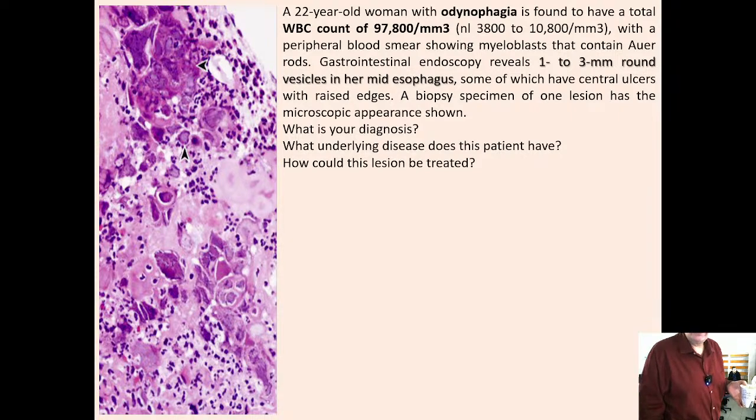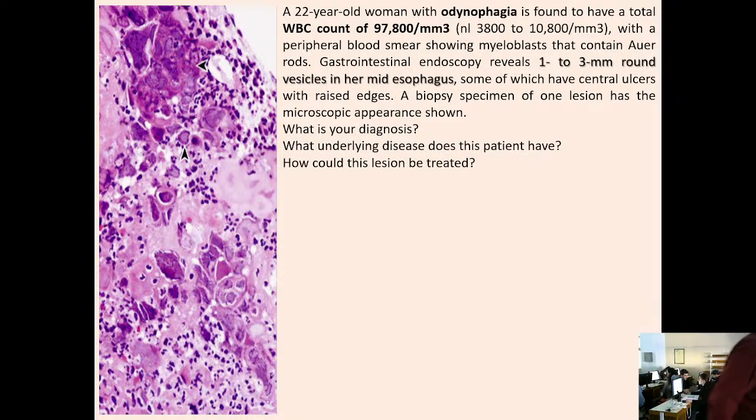And he had a white blood count of 97,000. What is that? If you find this number of white blood cells, what do you think? It's impossible. 97? It can't be infection. Acute? Sepsis, cancer, what is it? That's why I tell you.